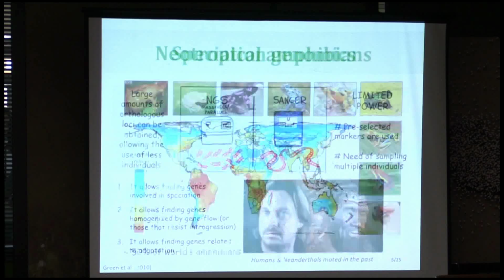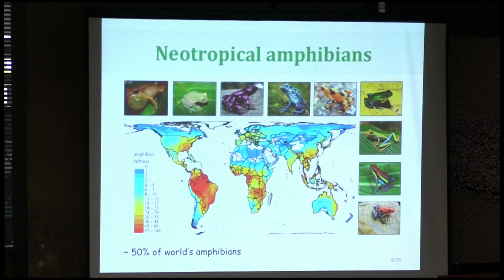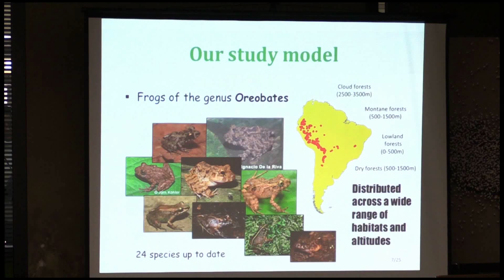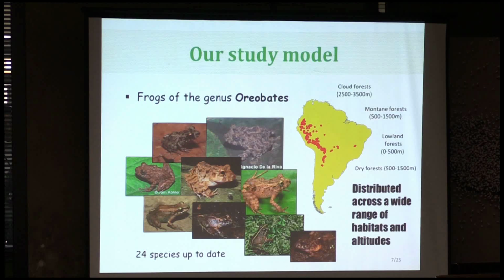I'm going to use neotropical amphibians, and neotropical amphibians are 50% of the amphibians in the world. Actually, there are many species that are being described every year, and some others that become extinct. But there are few studies that have applied genomics to study the speciation processes in amphibians. So we still don't know what processes built this huge diversity of amphibians in the neotropical regions.